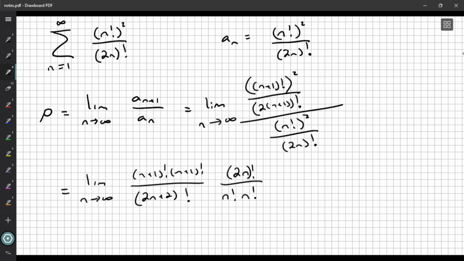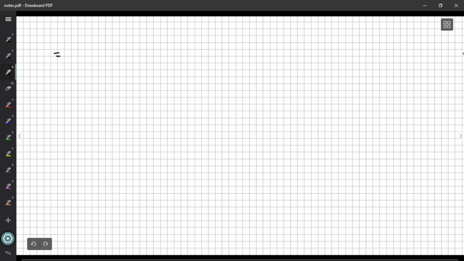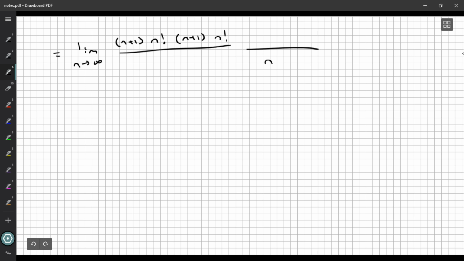Alright, so what should we do next? Well, these (n+1) factorials can be rewritten as (n+1) times n factorial. And thinking ahead, that's going to cancel out at least a little bit with the n factorials on the bottom that we had. Now, is there something similar we can do for 2n factorial and (2n+2) factorial?